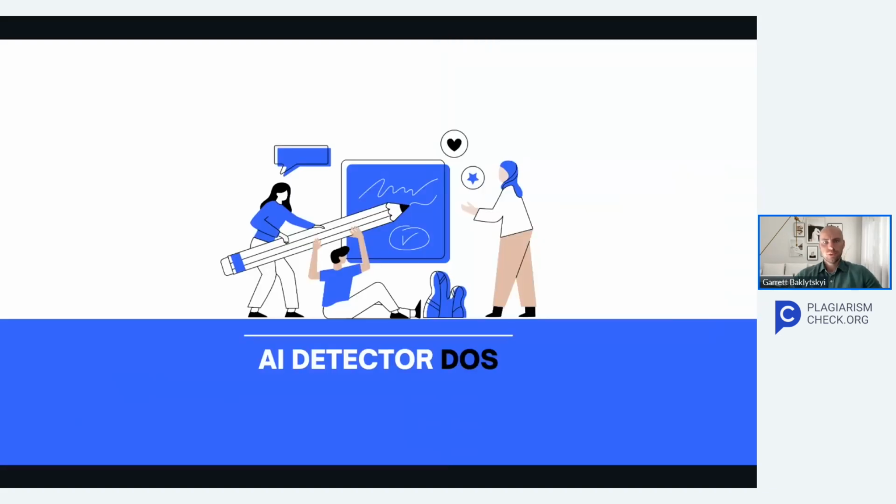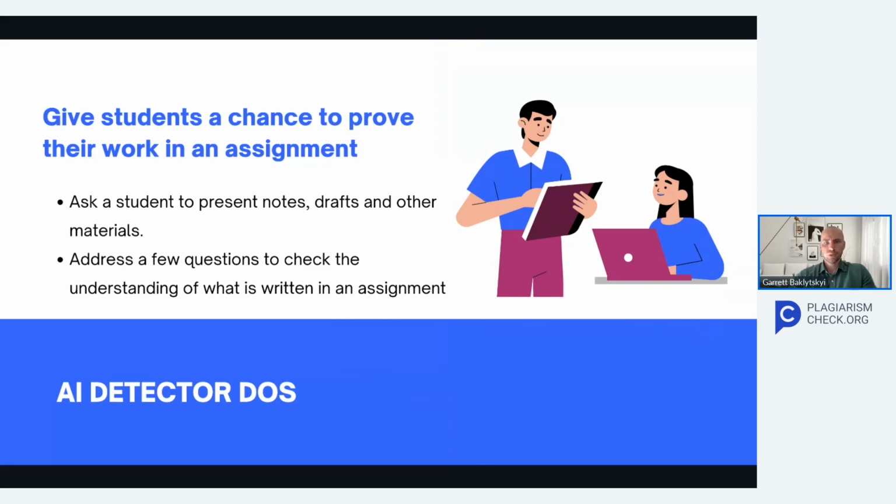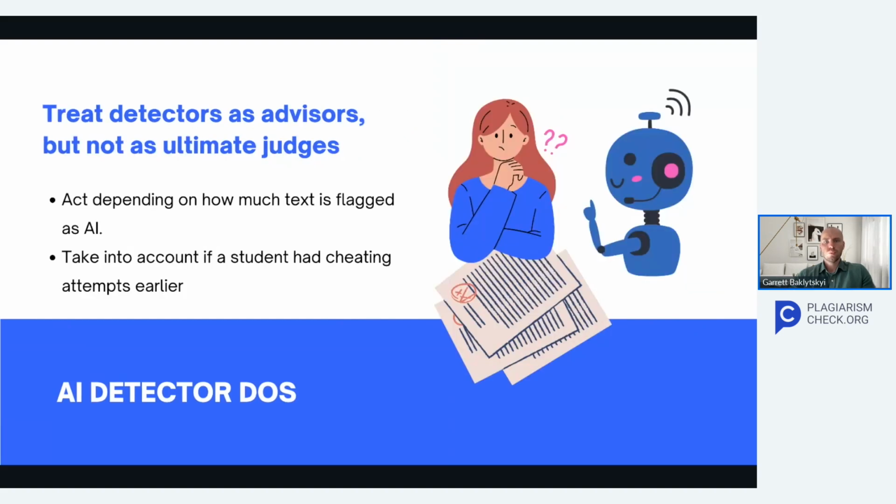Finally, AI detectors do's. The first do is to allow students to prove their work on an assignment. Ask a student to present drafts, notes, or other materials that prove the student contributed to this assignment. Also, you always can ask a few questions based on an assignment, and if a student fails to answer them, you have another reason to be concerned. We recommend treating AI detectors as advisors, but not as final judges.